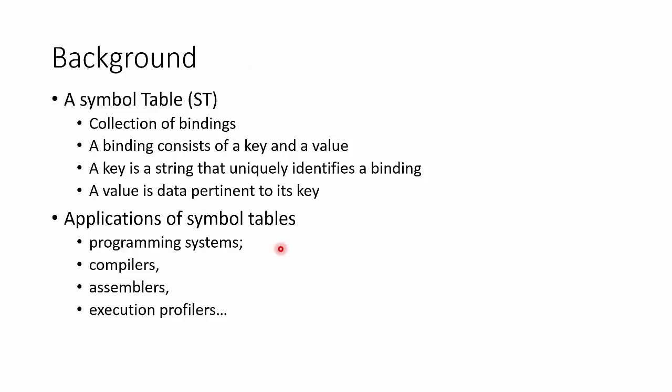Some background information. A symbol table is a collection of bindings. Each binding has a key and a value. In our context, key is a string that will uniquely identify a binding. A value is some data pertinent to its key. In our context, the value would be provided by the client. So we would assume that the value would be a void star, which is some generic data type that we will associate with the key. There are many applications of symbol tables, and you can study them as you take more computer science classes.